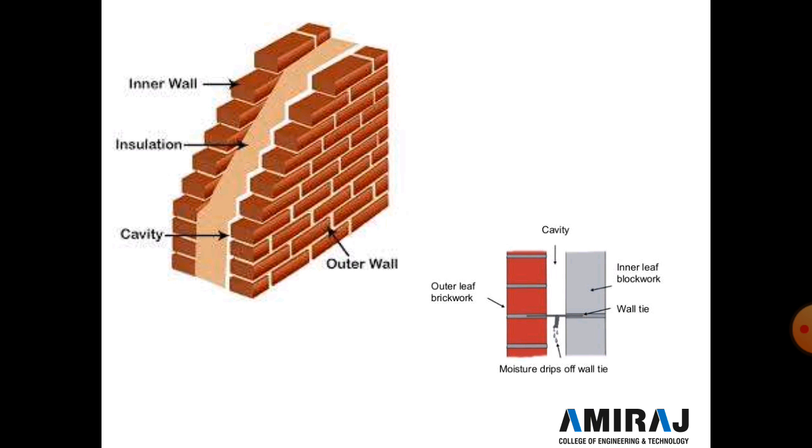In figure number 2, wall ties tie the outer wall and inner wall, or outer leaf and inner leaf, and these are the wall ties and the moisture drip of the wall ties. See, the moisture is dropping down and collected at the bottom of the cavity and drained out by the pipe.